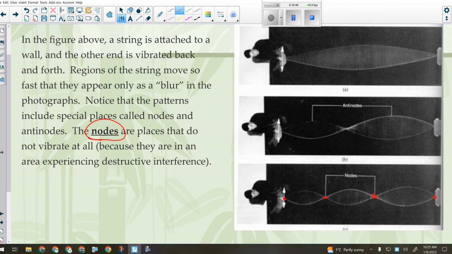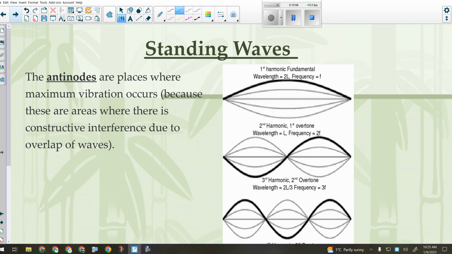Now, an area where there's constructive interference is the opposite of that. So it's an antinode. Seems like they could have come up with a better name, but that's what they called it. An area of complete constructive interference is known as an antinode.